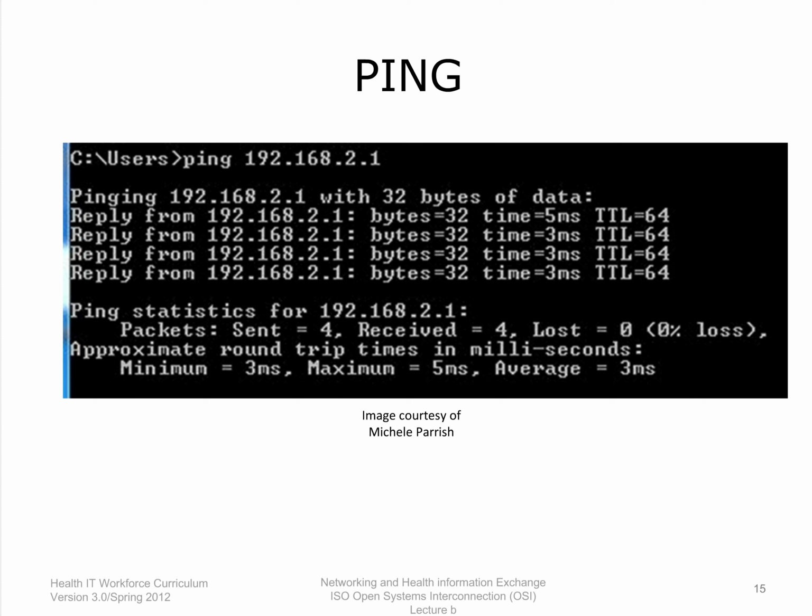Slide 15. Ping is used to test if a particular host is reachable on a network and to measure the round-trip time for packets sent from the local host to a destination computer. Ping uses ICMP echo request and echo reply packets. You can ping a device's IP address or its host name.